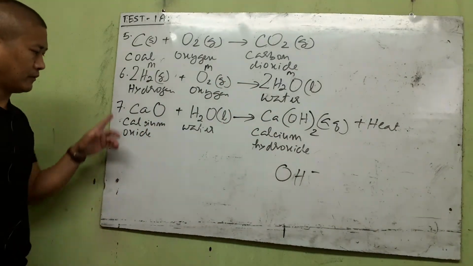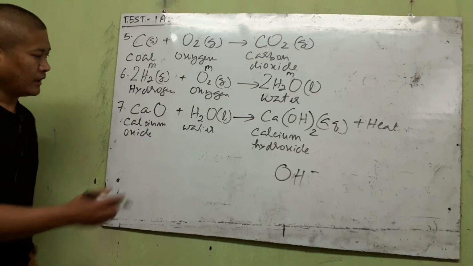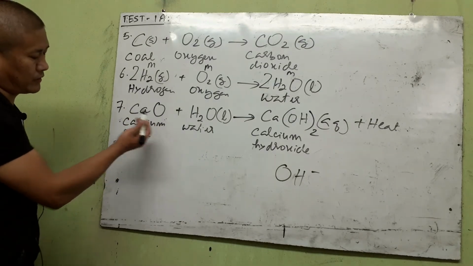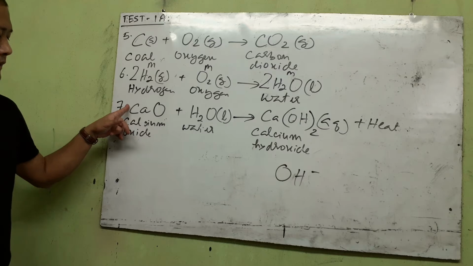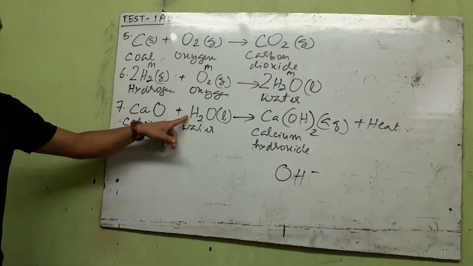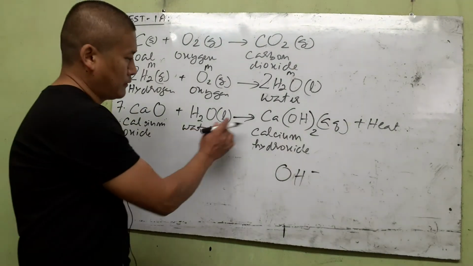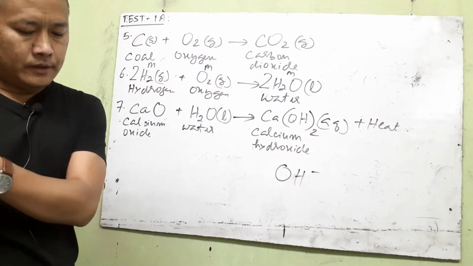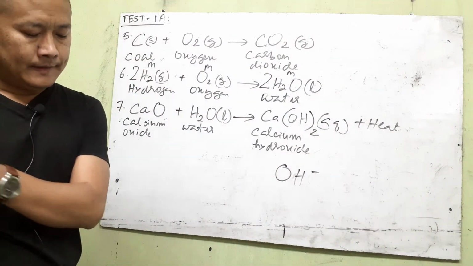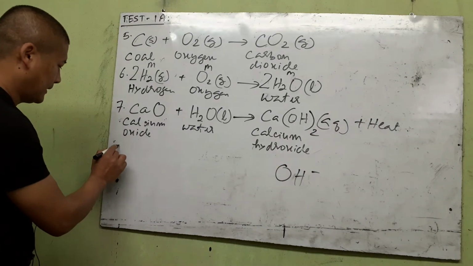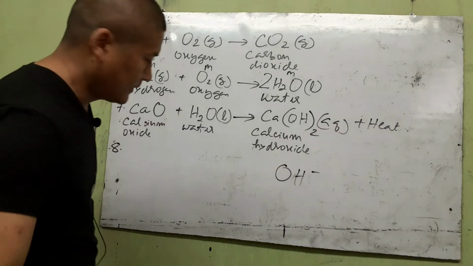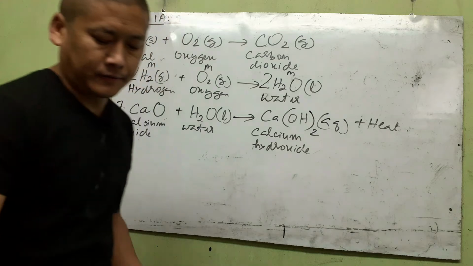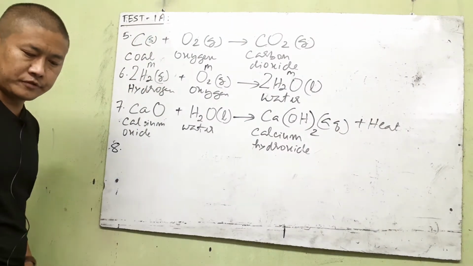Let's read the equation. 1 molecule of calcium oxide reacts with 1 molecule of water to give us 1 molecule of calcium hydroxide in the aqueous form. That's how we read it. Okay, 3 more to go, number 8. Let's write here 8. Since you're getting more comfortable, I think we can just go smoothly without being too slow.